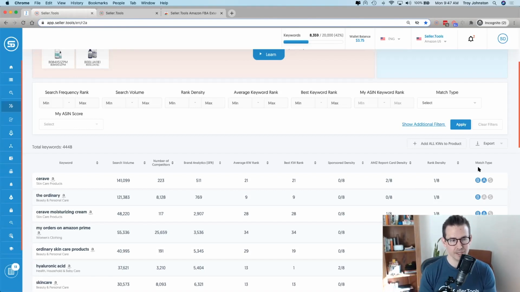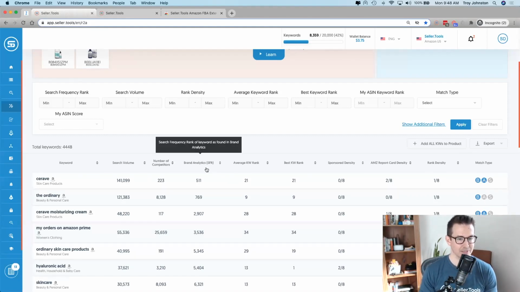And my shorthand, I can share kind of my workflow. The way that I approach it is I'll take my top competitors, whether that's 8, 10, 12 competitors. I'll then take rank density and say, okay, I want a majority. So if I'm looking at 10 ASINs, I want 5 or 6 of those 10 that are ranking for that keyword. And then I'll prioritize it by brand analytics.